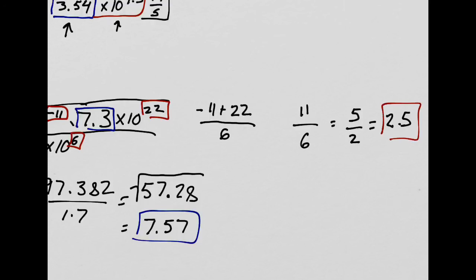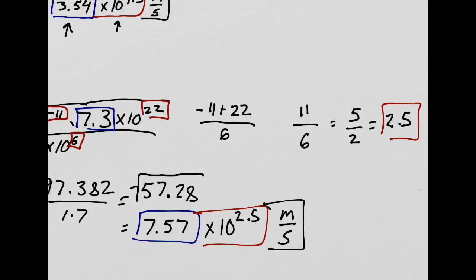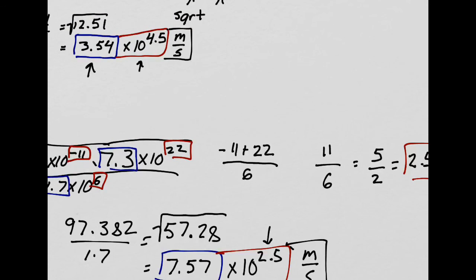So our final answer is this times 10 to the 2.5 from our exponents, and then meters per second from our units. So this number, since its exponent is smaller, is much smaller than the answer we got for Earth. So it requires you to have a much smaller velocity to leave the gravitational pull of the moon because its surface gravity is smaller.